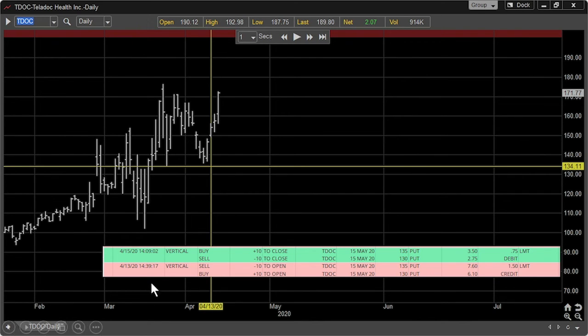Teladoc, same idea. On 4/13 at 2:39, I placed that trade. I sold it for $1.50, and then the trade was exited at 2:09 on 4/15 for 75 cents. So essentially what I did on that trade, I sold 10 contracts. I took in a credit of $1.50 or $150 a contract. I brought in $1,500 in premium. I exit the trade 2 days later, and I essentially pay the market $750 to exit the trade. Well, I got paid $1,500 to enter the trade, and I paid $750 to get out of the trade. That leaves me with a $750 profit. That's how we create good income.